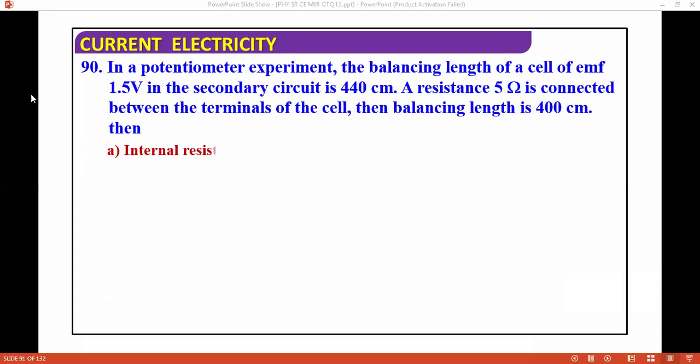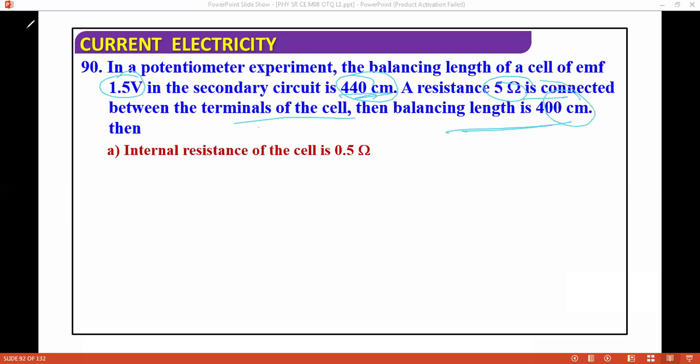Okay, next question. In a potentiometer experiment, the balancing length of a cell of EMF 1.5 volt in the secondary circuit is 440 centimeter. A resistance of 5 ohm is connected between the terminals of the cell, then the balancing length is 400 centimeter. Again, it's a good question, a doable question in the potentiometer experiment.